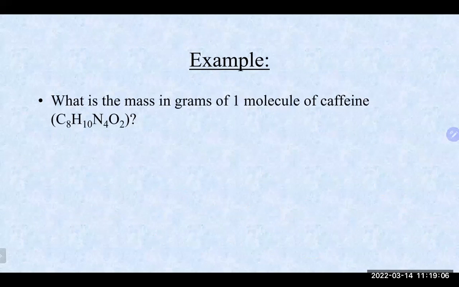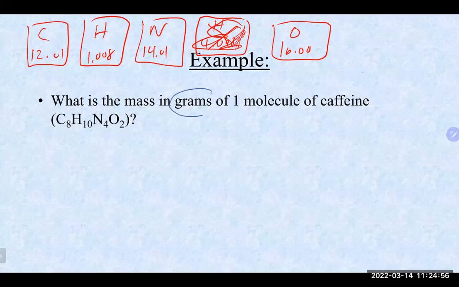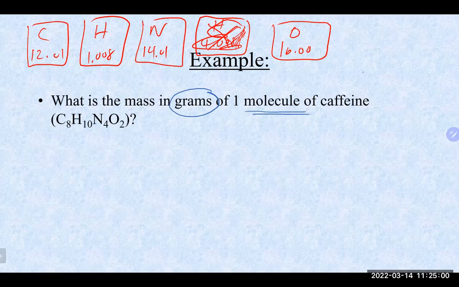All right, so why don't we try this? What is the mass in grams of 1 molecule of caffeine? For the mass in grams here, and of 1 molecule. So in this case, we do see the word molecule, which means I should use Avogadro's number somewhere along the way. In this case, we're actually starting with molecules.